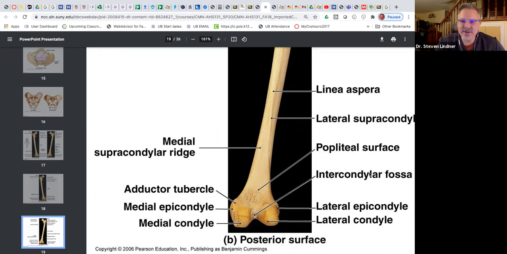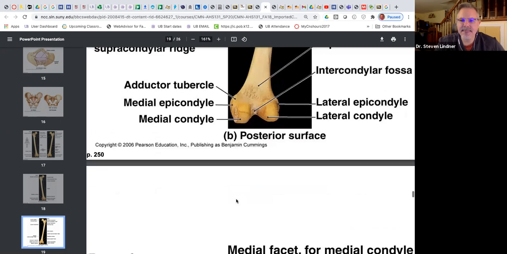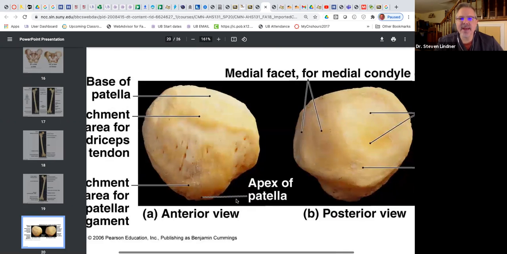Here's the intercondylar fossa, the intercondylar fossa. It's between the lateral and medial condyles. Go up and you've got the lateral and medial epicondyles. Above the medial epicondyle, adductor tubercle. Here's the kneecap, or the patella.